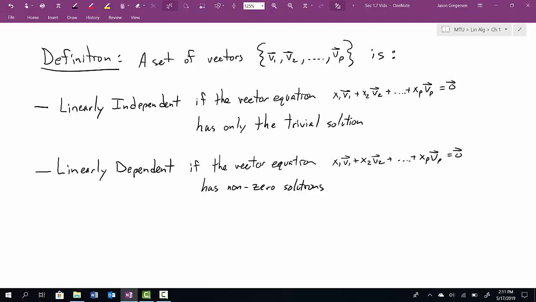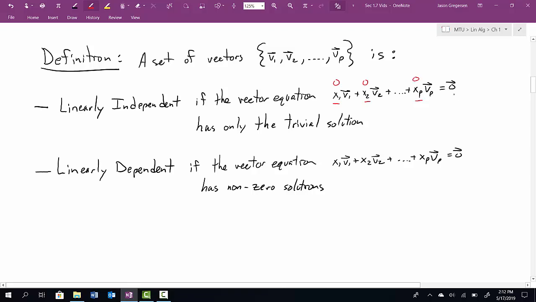So definition, a set of vectors is linearly independent if the homogeneous vector equation has only the trivial solution. Okay, so we got our homogeneous vector equation here. What is a solution to the vector equation? Well, it's a set of values for x1, x2, and xp that satisfy the equation. Now the trivial solution means if all those values were 0.